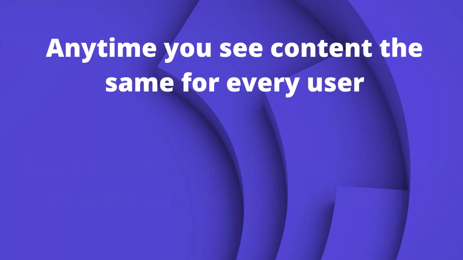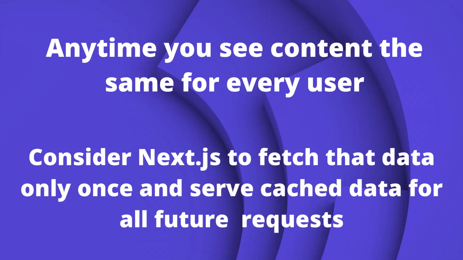Anytime you see yourself looking at a page and seeing content that will be the same for every user, consider taking advantage of Next.js and the force cache fetch to fetch that data only once at build time and serve that cache data for all other users going forward. Again, if you're going to have content that's the same for every user, why not fetch it once at build time and serve that cache content throughout?